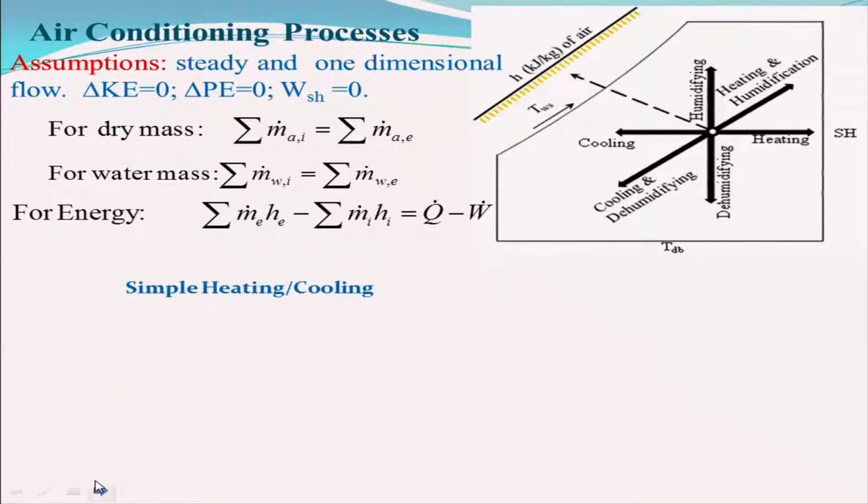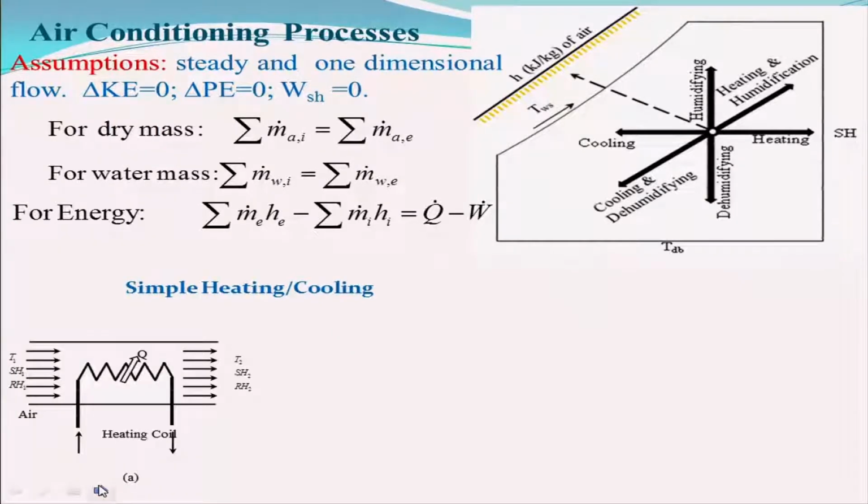So let us look at simple heating or cooling. Let us look at a simple heating coil. There is some flow rate entering this duct with a temperature T1, specific humidity SH1, and relative humidity. When you heat, there will definitely be a change in the temperature. If you are heating, what will happen? Temperature will increase, right?